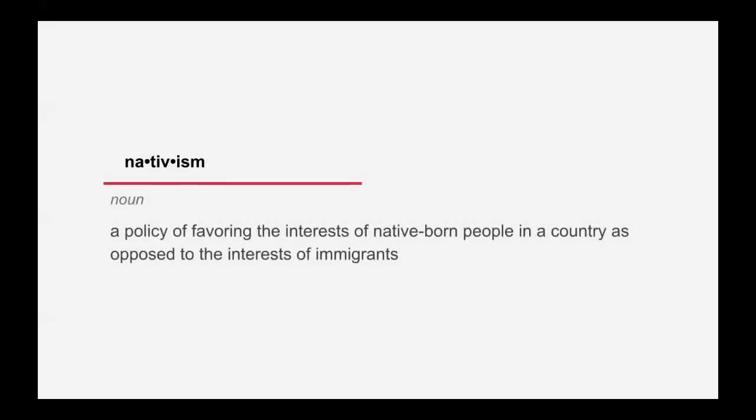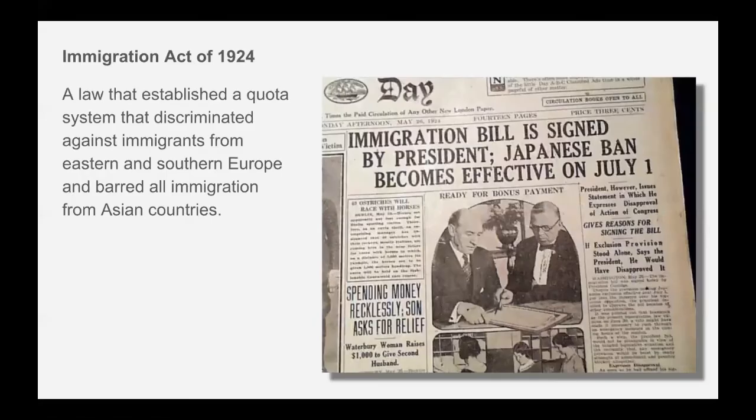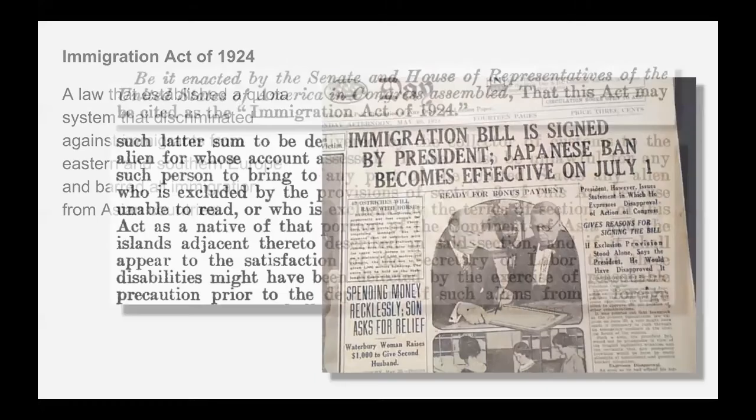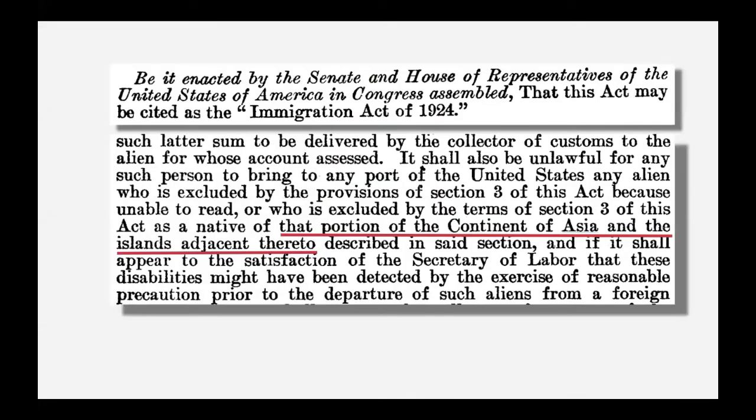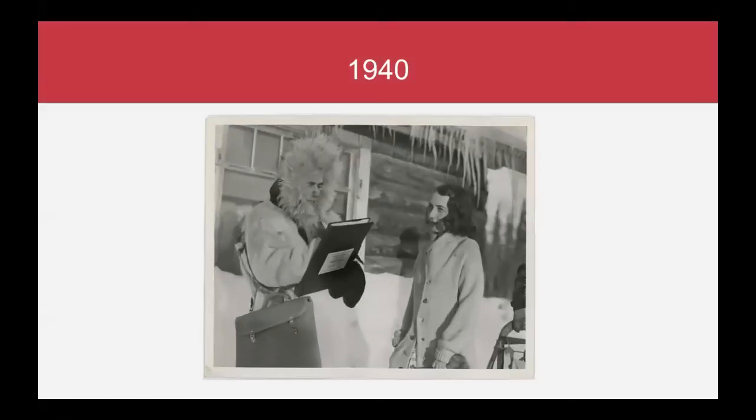The trends spurred a backlash of nativism, and they spurred lawmakers to pass the Immigration Act of 1924. This law established a quota system that discriminated against immigrants from Eastern and Southern Europe and barred all immigration from Asian countries. The law was not repealed until 1965. Here is a census taker called an enumerator, conducting an interview in Alaska in 1940.